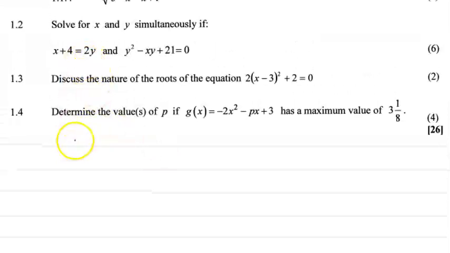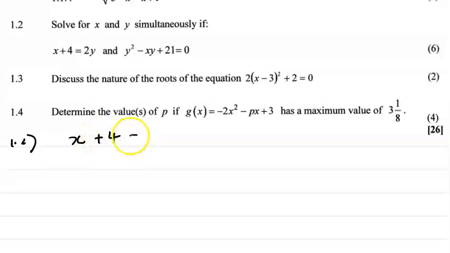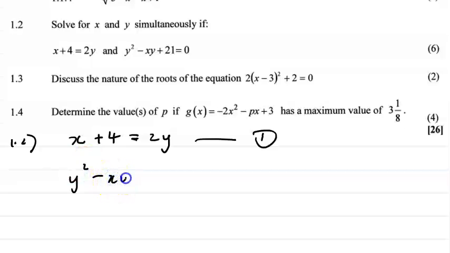So what we're going to say, 1.2, let's do that first: x plus 4 equals 2y, and we'll call that equation 1. Then y squared minus xy plus 21 equals 0, and we'll call that equation 2. So equation 1 is our linear equation and equation 2 is our quadratic equation.